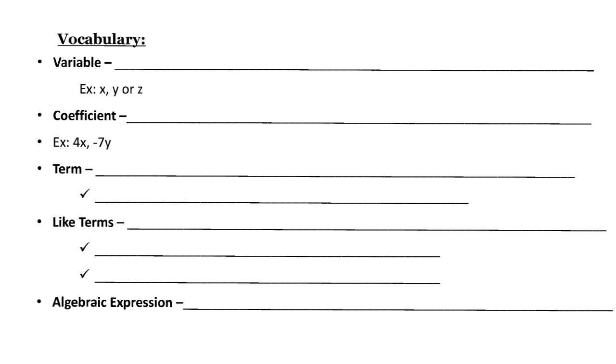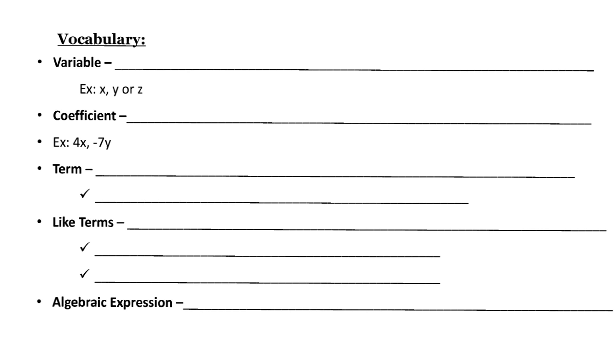Okay, so let's look at 2.1, which is simplifying expressions. Some of this you might have already learned, and some of it's going to be new. We're going to build upon what you learned in 6th grade with expressions and equations and inequalities this unit, but then add some new stuff to it. So let's just go over some basic vocabulary to refresh ourselves.